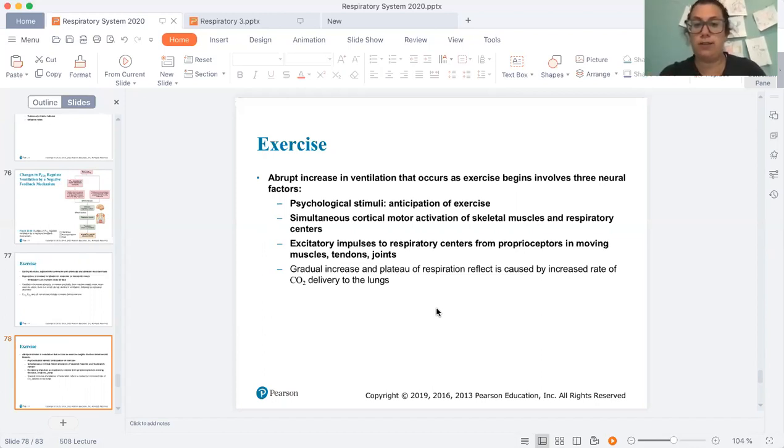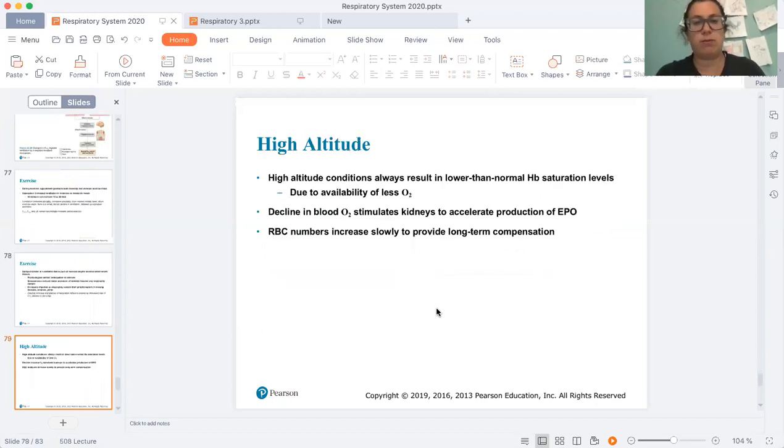So with all these, the gradual increase and plateau of respiration then causes an increased rate of CO2 delivery to the lungs. So basically, exercise is good, guys. That's my point.